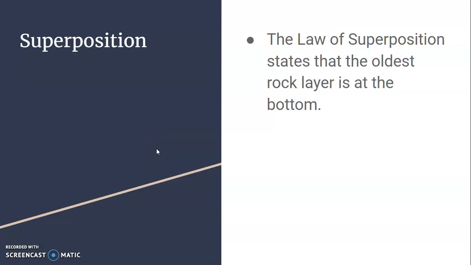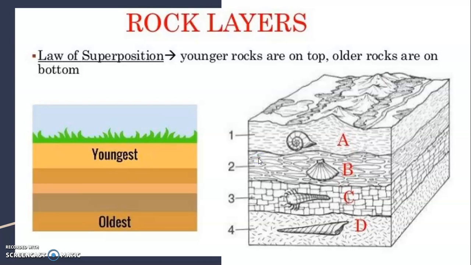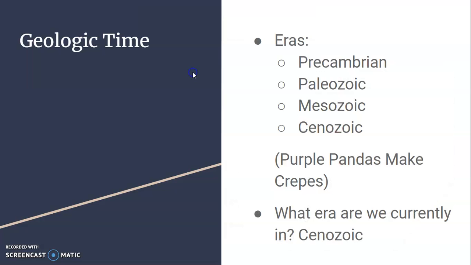Then we talked about the law of superposition. The law of superposition states that the oldest rock layer is at the bottom. So here's an example. We have letters A, B, C, and D. So what would be the oldest rock layer? The oldest rock layer would be D. The newest rock layer would be A.